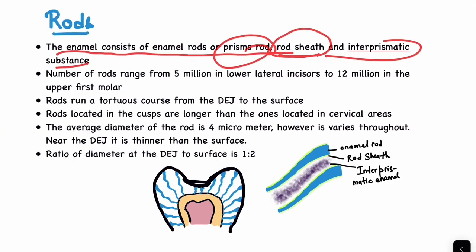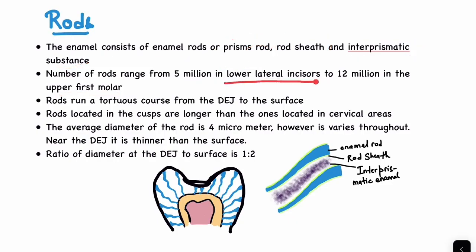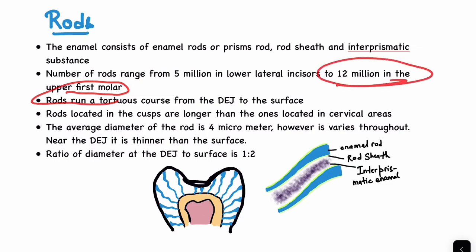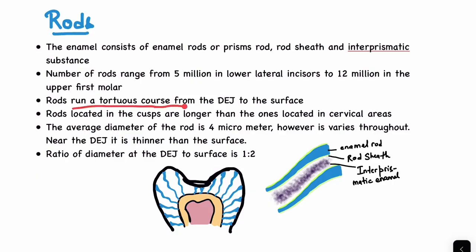Number of rods ranges from 5 million in the lower lateral incisor to 12 million in the upper first molar. Obviously the lower lateral incisor is the smallest tooth, so it will have the least number of enamel rods, and the maxillary first molar is the largest tooth, so it will have the most number of enamel rods, that is 12 million. Rods run a tortuous course from the dentinoenamel junction to the surface.